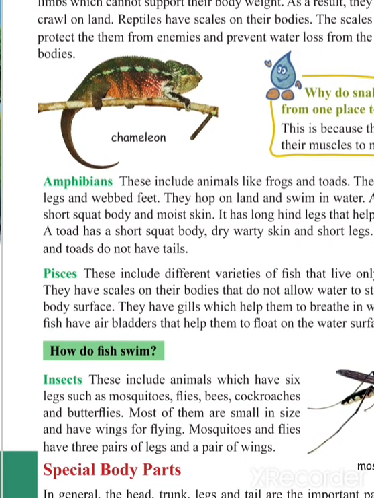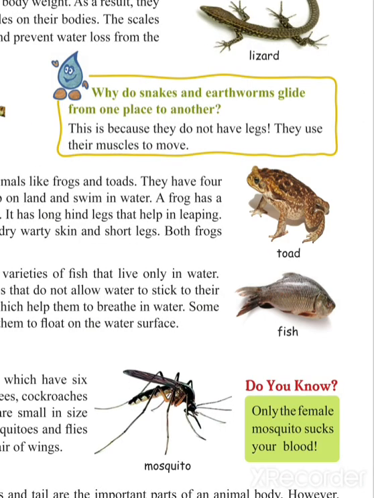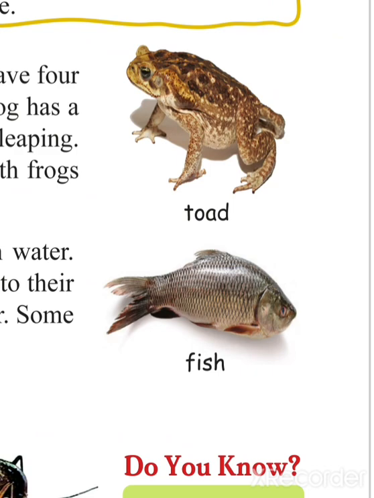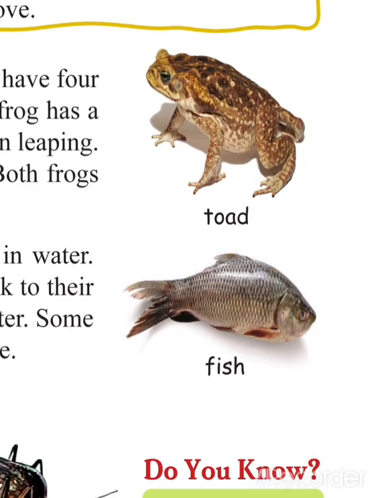The next one is pisces. Pisces, these are the different kinds of fish. They have scales on their body to keep water away from their body. They have gills to breathe in the water.